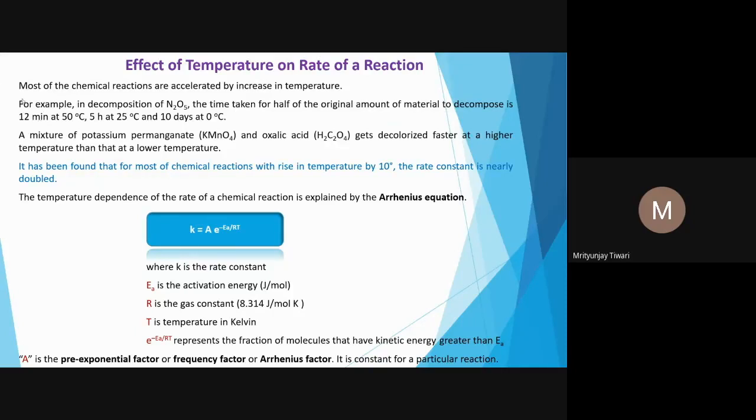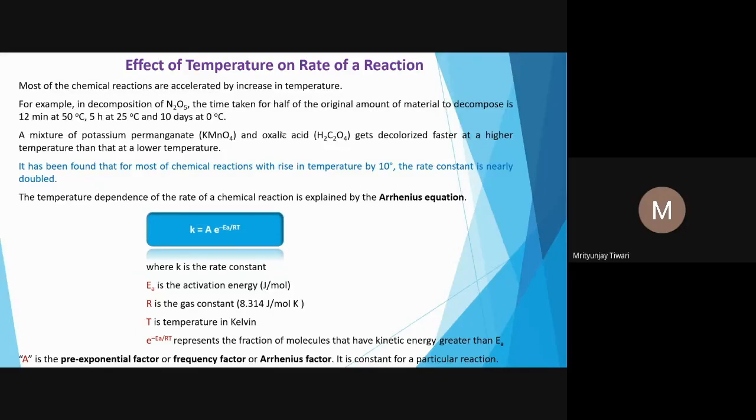So if you look at another example, a mixture of potassium permanganate and oxalic acid gets decolorized faster at higher temperature than at a lower temperature. Potassium permanganate, we know, has a pink violet color. When you mix oxalic acid with it, the potassium permanganate gets reduced, so its pink color will be decolorized. This decolorization becomes faster at higher temperature, and it means the reaction rate is higher at higher temperature, even for the reaction between KMnO4 and oxalic acid.